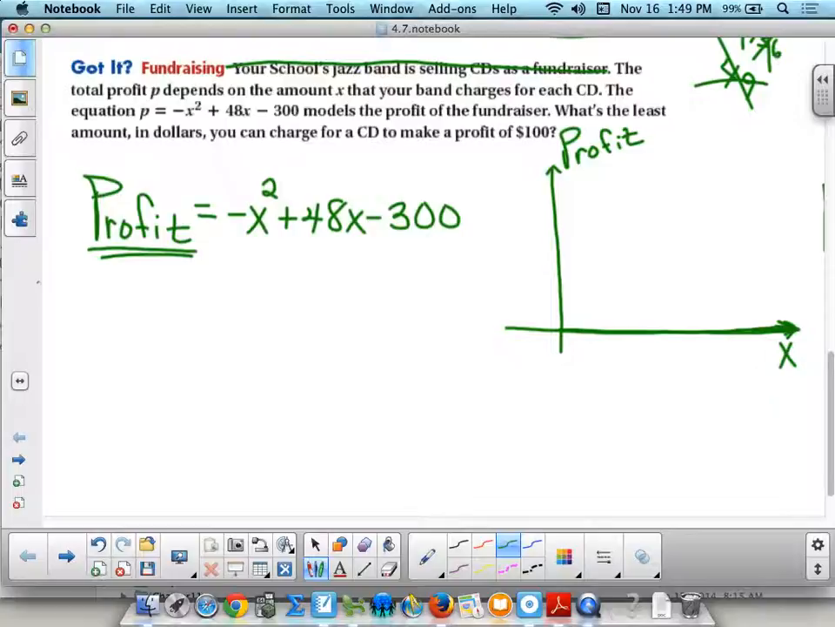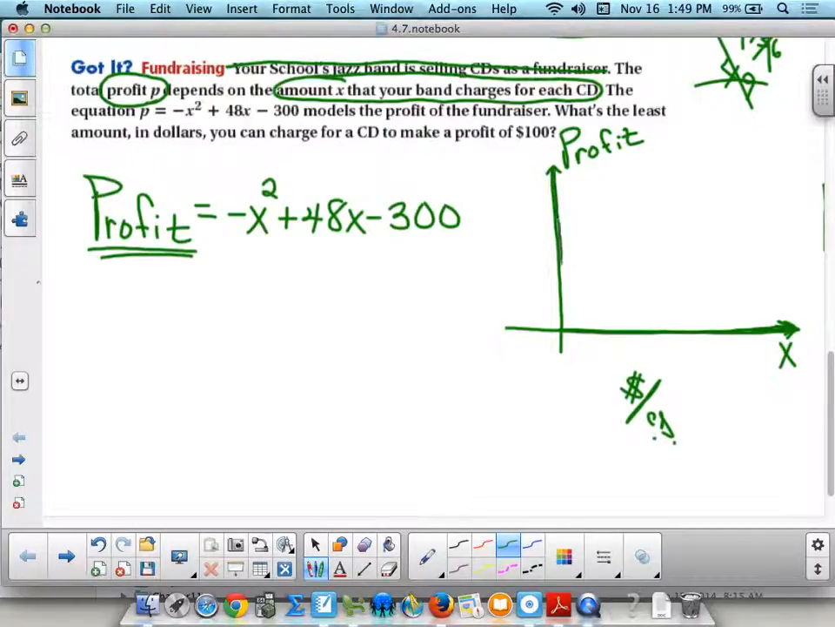Okay? All right. The total profit, P stands for what? Profit. It depends on the amount X that your band charges for each CD. So what is X and what is P? X is the amount of money that the band charges. Cost per what? Per CD.